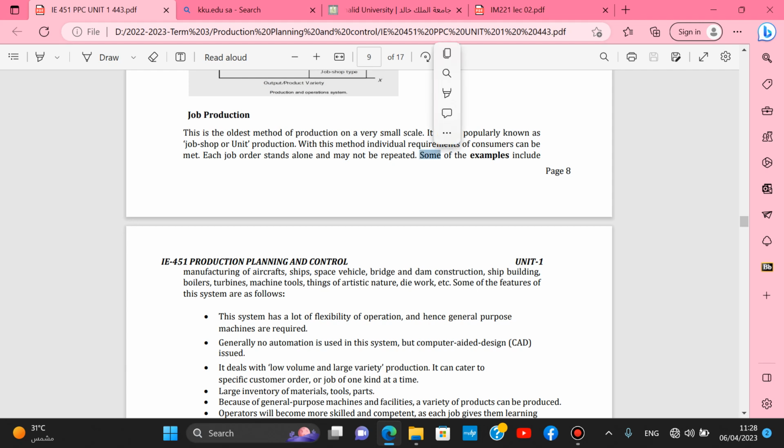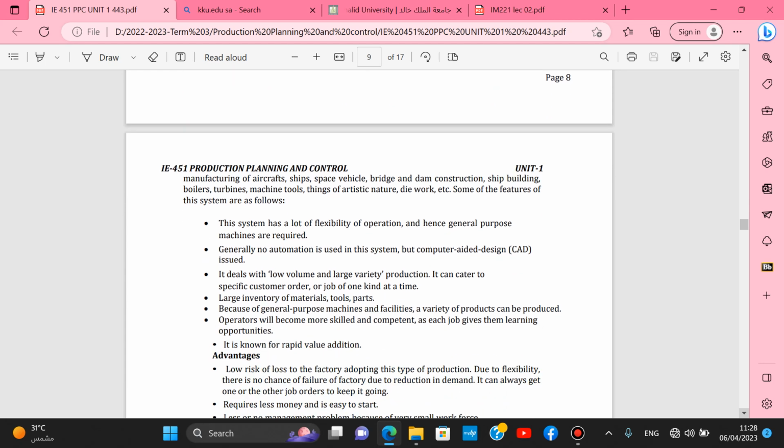Some of the examples include manufacturing of aircraft, for example, ships, space vehicle, bridge and dam construction, shipbuilding, boilers, turbines, machines, tools, things of artistic nature, their work, etc. Some of the features of this system are as follows.